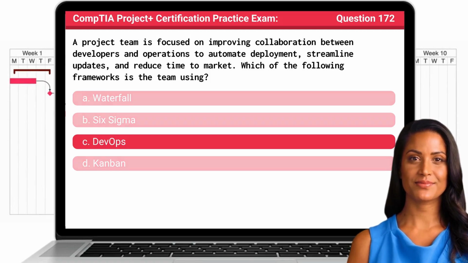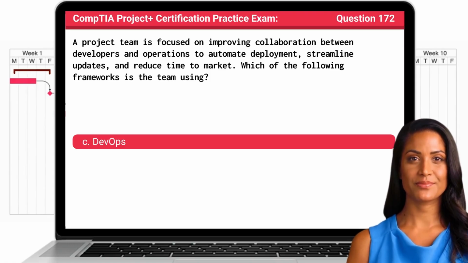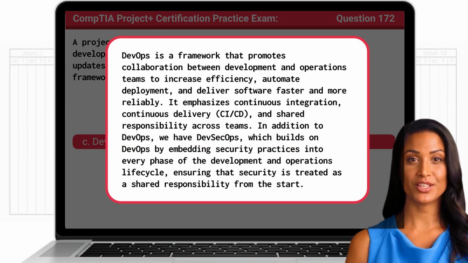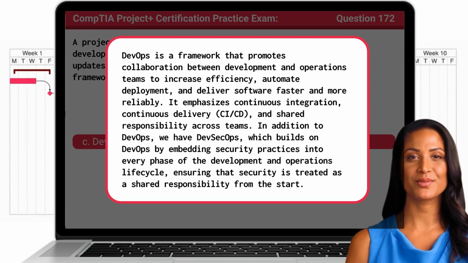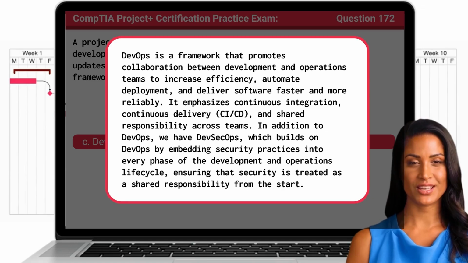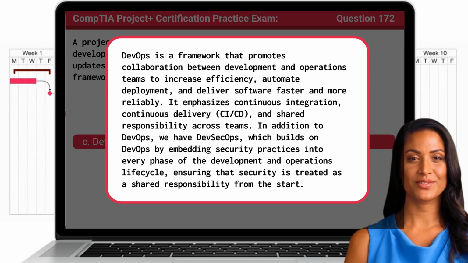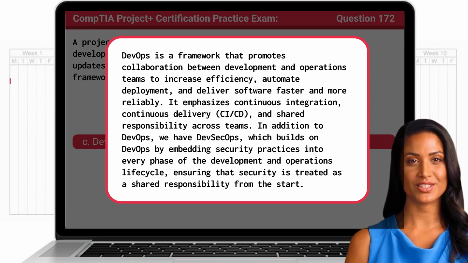The answer is C. DevOps. DevOps is a framework that promotes collaboration between development and operations teams to increase efficiency, automate deployment, and deliver software faster and more reliably. It emphasizes continuous integration, continuous delivery, and shared responsibility across teams. In addition to DevOps, we have DevSecOps, which builds on DevOps by embedding security practices into every phase of the development and operations lifecycle, ensuring that security is treated as a shared responsibility from the start.